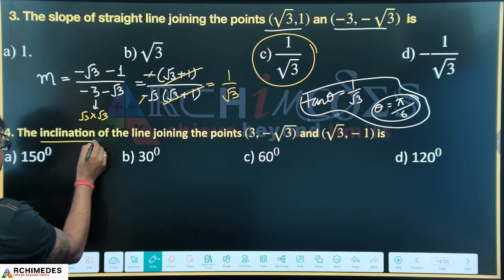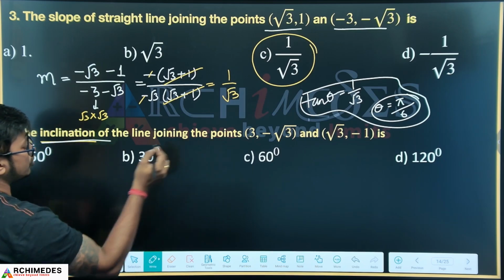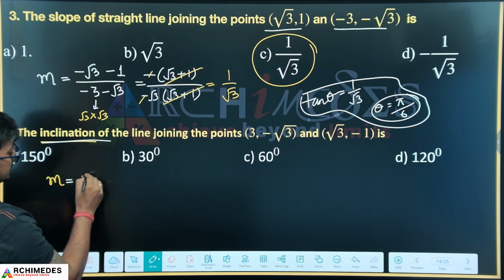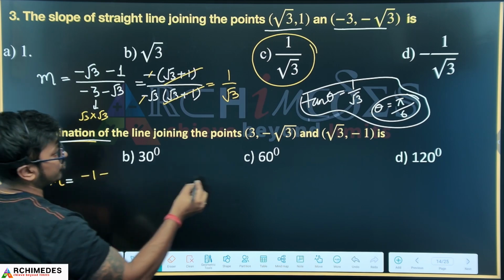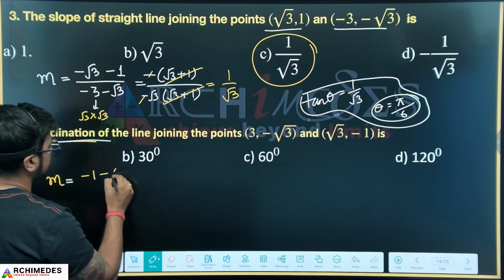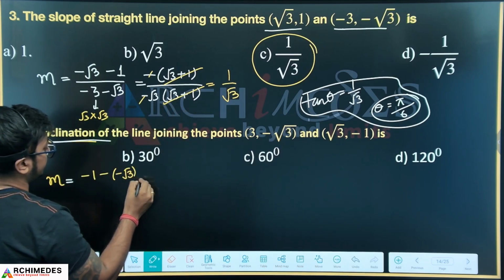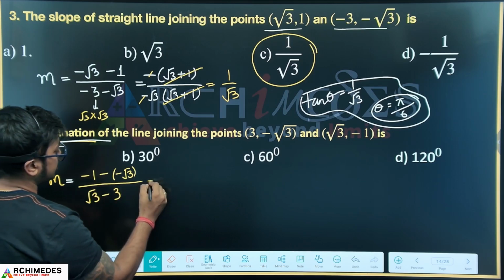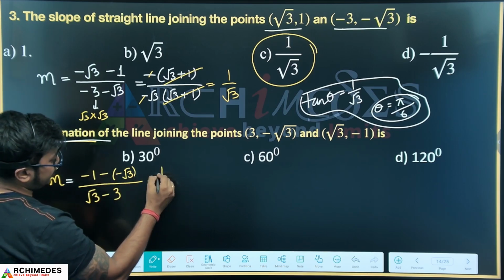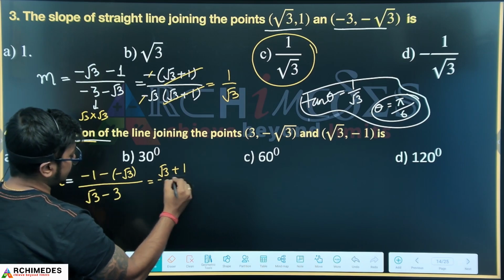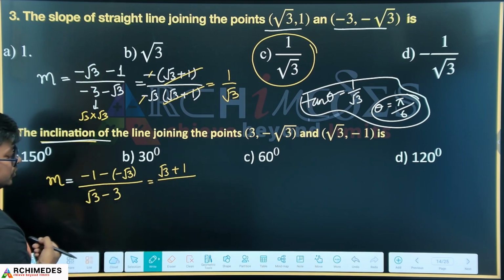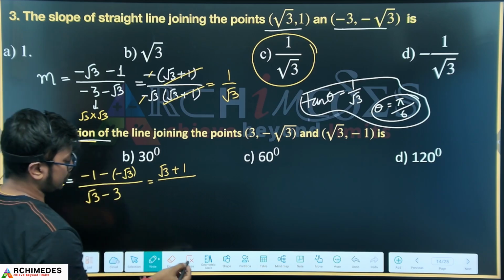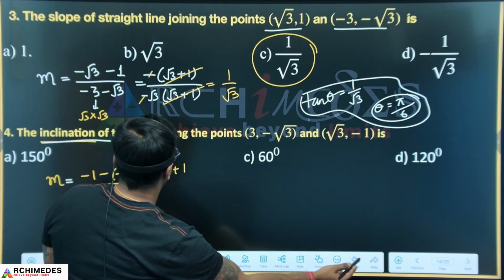Same question over here, but a little different. Inclination means you have to first find the slope. Now the two points are given, so first I am finding the slope. So m is equal to, listen carefully, okay? Minus 1, minus is already there, so minus root 3 I am writing, divided by root 3 minus 3. So this becomes minus minus plus, so first I am writing root 3 plus 1, okay? Am I clear on this one? Sorry, so you are writing here root 3 minus 1.